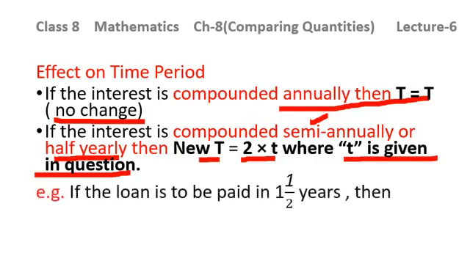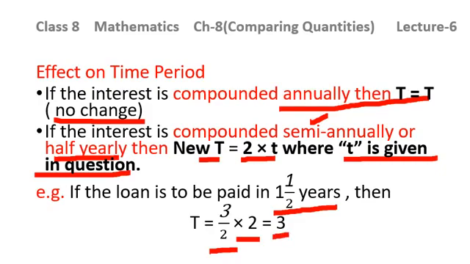If the loan is to be paid in 1.5 years, this is the time period given to you, and the interest is being compounded half yearly, then first of all you will write 1.5 years as 3/2 years into 2, because how many halves are there? 2 halves. Rate will be divided by 2, time will be multiplied by 2, so you will get 3/2 into 2, that will give you 3.